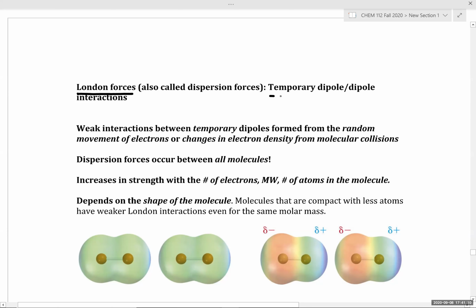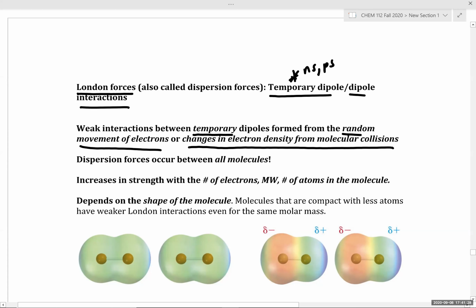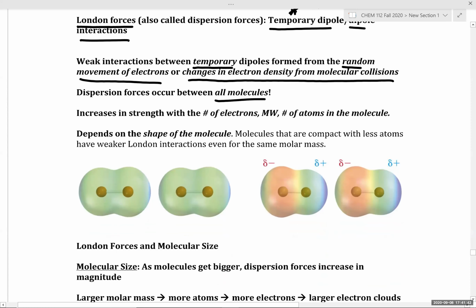Fundamentally, London forces are temporary dipole-dipole interactions, keyword being temporary, on the order of nanoseconds, picoseconds. These are weak interactions between temporary dipoles formed from the random movement of electrons or changes in electron density from collisions. Dispersion forces are a general type of intermolecular force that occurs between all molecules. It's sort of a universal attractive force. It increases in strength with the number of electrons, molecular weight, and the number of atoms in the molecule.